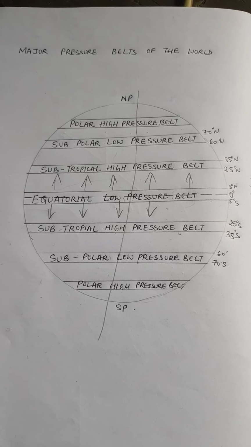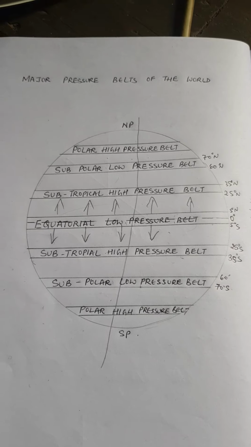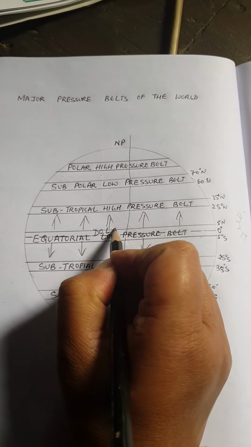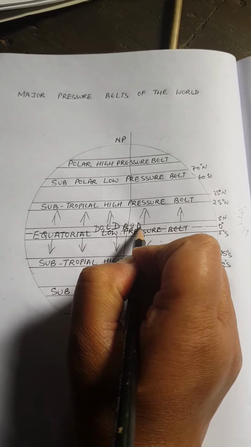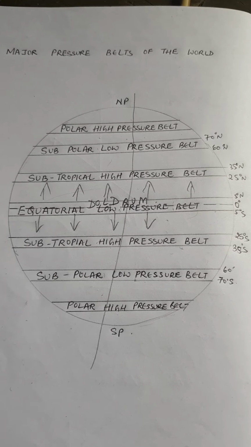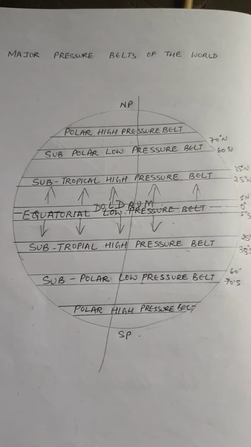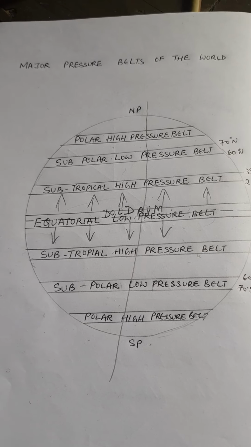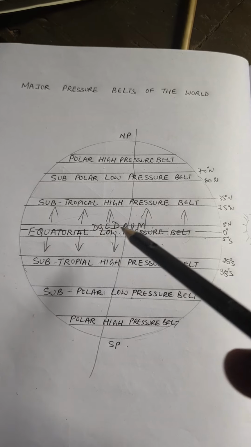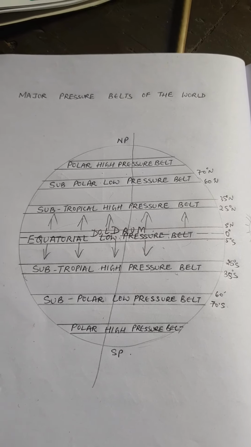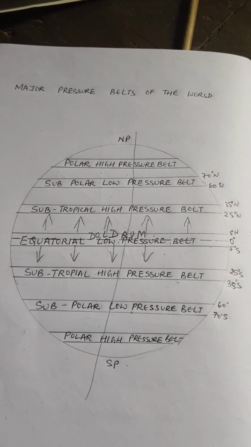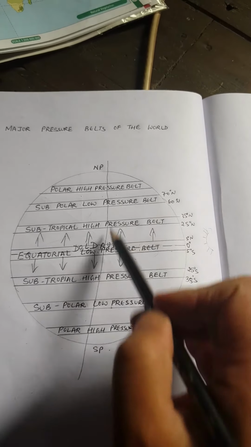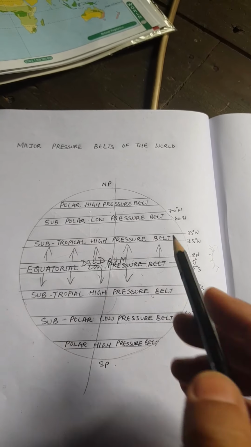Now, this region has been called by the sailors a region of doldrum. Doldrum means a region of calm. In the olden times, the sailors found the area very calm because of the absence of wind. There is no horizontal movement of the air. There is only vertical movement of the air. That's what I told you, convection current.